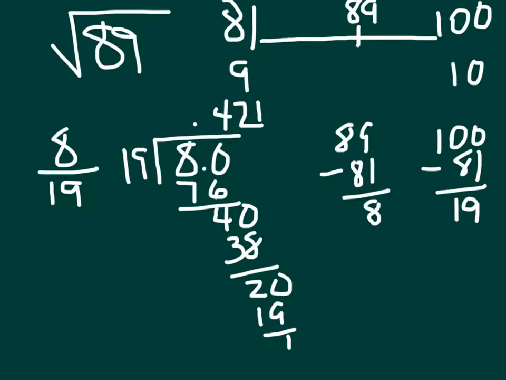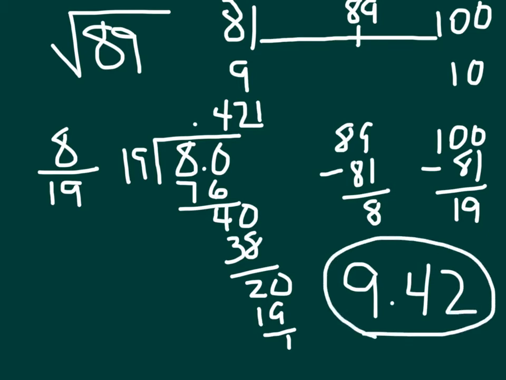So when we round 0.421, we look at the 1 here, and the 1 is less than 5, which means that we round down, we leave it to be 0.42. So we take that 0.42 and we put it with the 9, and that is our estimated square root of 89.